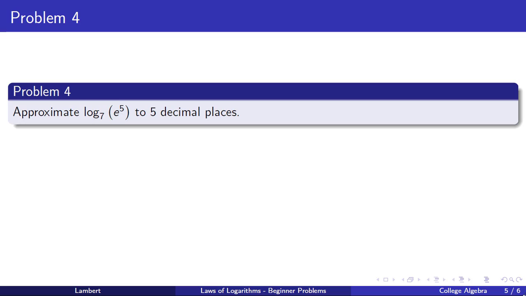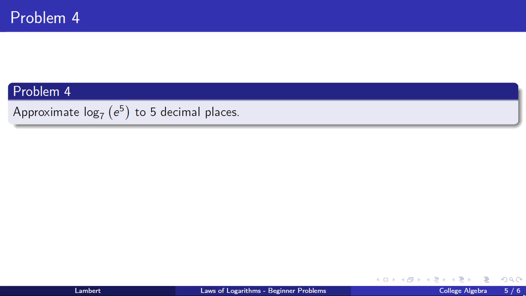Okay, approximate the log base 7 of e to the fifth to 5 decimal places. So in this case, we're going to need to use the change of base formula. And the change of base formula says if you have the log base a of x, that's the same thing as the log base b of x divided by the log base b of a. In our case, the base that we want for b is either going to be 10 or e, because those are our main buttons on our calculator, since log base 10 is just log, and the log base e is the natural log, denoted by ln on our calculator.